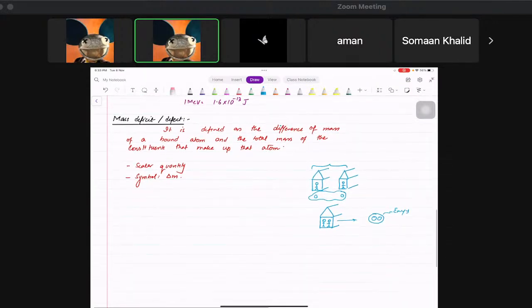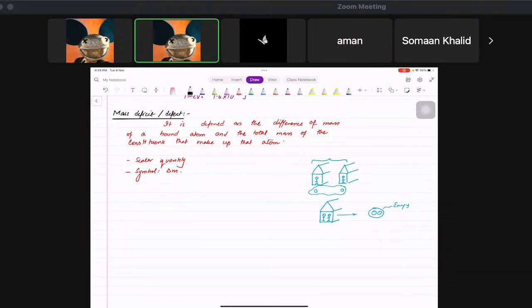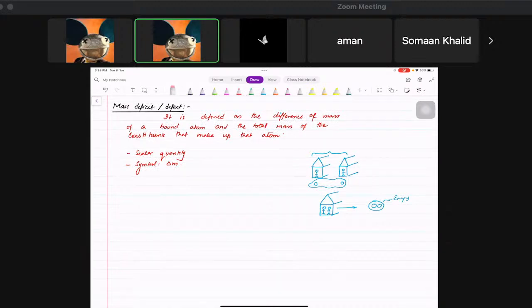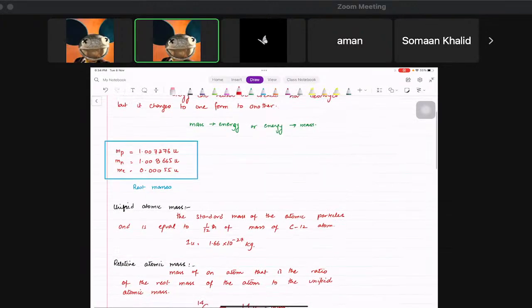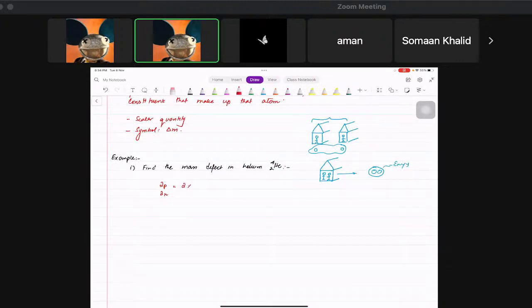So now let's look at the example of how we have made protons compromise with each other. So, example. First of all, it says find the mass defect in helium-4, 2. This is the helium mass number and proton number. Helium has 2 protons and 2 neutrons. According to the rest masses that we've seen above, the 2 proton mass would be 2 times 1.00767 U, and for neutrons it will be 2 times 1.008665 U, just like that.